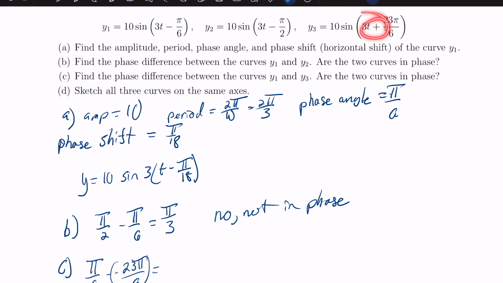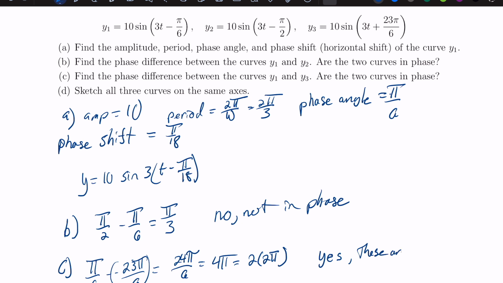Remember to flip the sign. And that gives us 24 pi over 6, or 4 pi, or in other words, 2 times 2 pi. So yes, these are in phase. Yes, these are in phase. Okay.